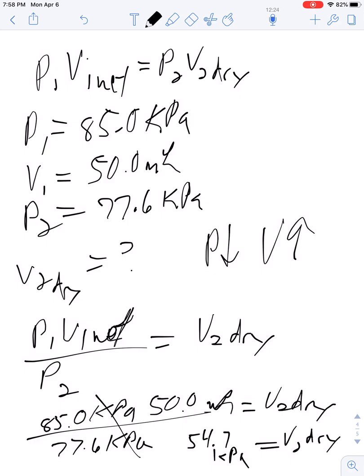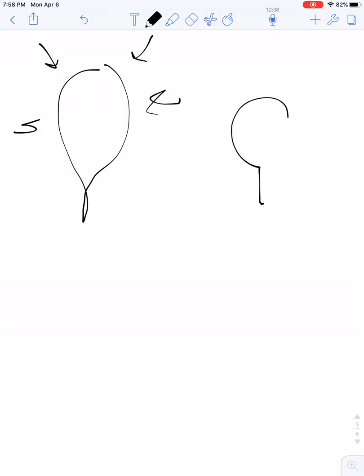Okay, and you can think of this when you think of a balloon. If you've got a big old balloon and you squeeze that balloon from all sides and you make that balloon smaller, what's happening to the pressure inside there? It's going up. So if your volume gets smaller, your pressure goes up. Okay? I'll do another example of this in the next video.